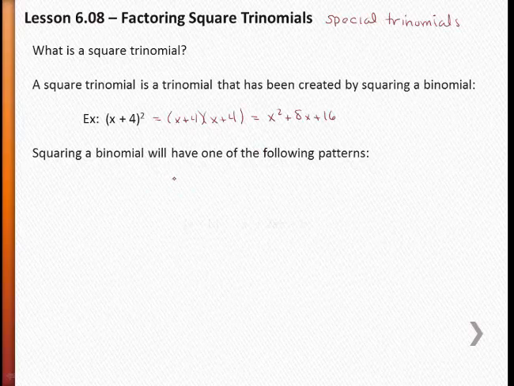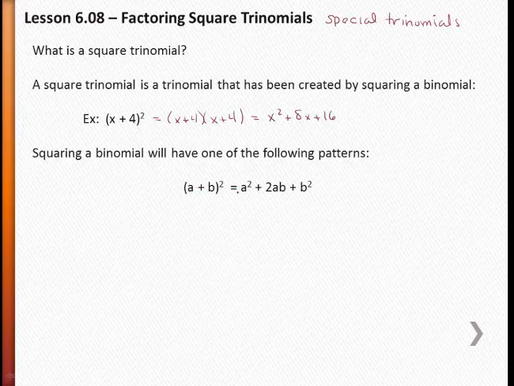Squaring a binomial has one of the following patterns. If this is a plus, these are all pluses. We square the first, we square the second, and then we multiply the first times the second together, times 2. So I squared the first, x squared. I squared the second, 4 squared is 16, and then I said x times 4, which is 4x, times 2 to give me 8x.